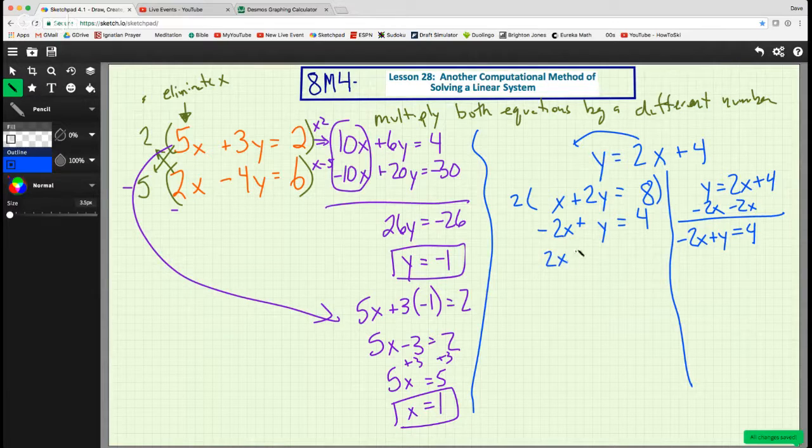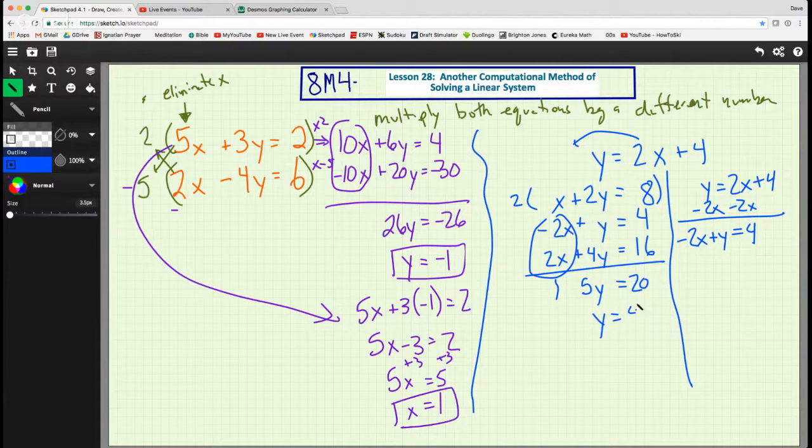And then I get 2x plus 4y equals 16. And then I can go about solving, because these now eliminate. I get 5y equals 20. Y equals 4. And then I can go back and continue solving.